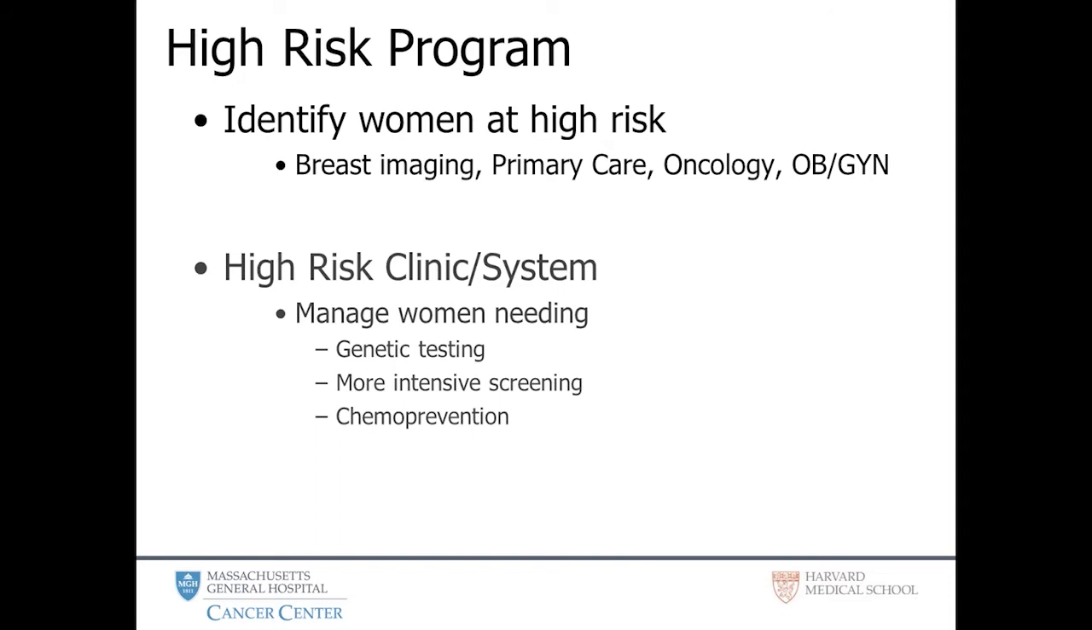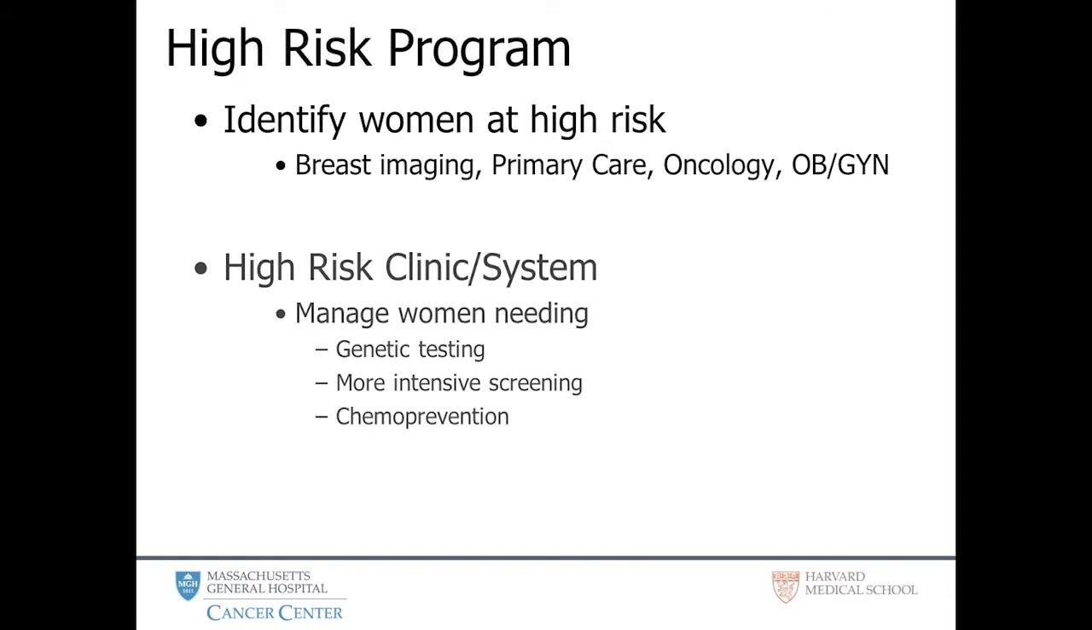Now, in terms of a high-risk program, we really have two different areas we need to think about. One is, how do we identify women at high risk? And that can be done either in the breast imaging world, the primary care world, medical oncology, OB/GYN, anywhere else, where large numbers of patients are coming through for routine care. And among those patients, how do you identify those at elevated risk who would benefit from a genetic counseling or a risk assessment consultation?